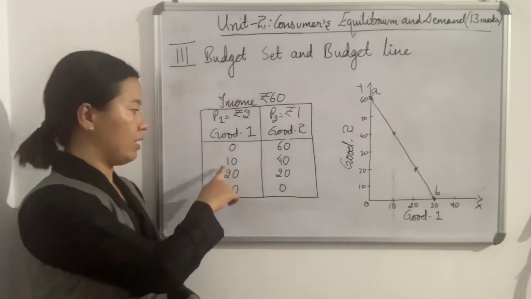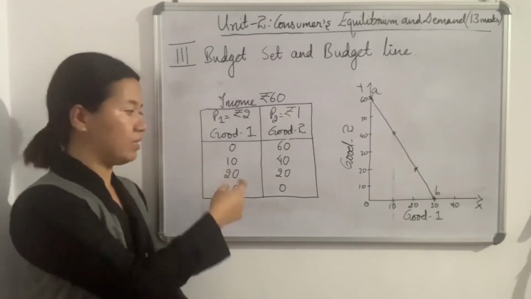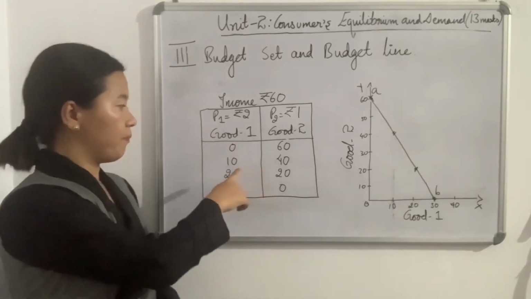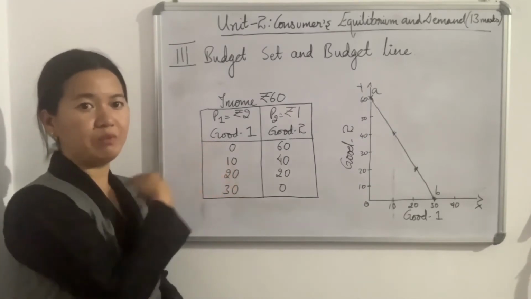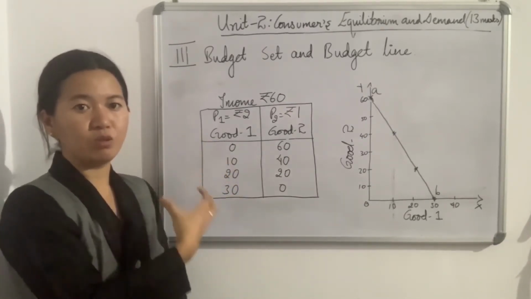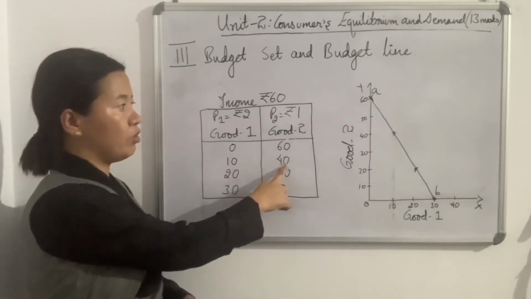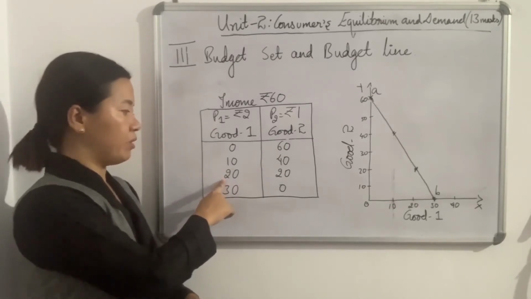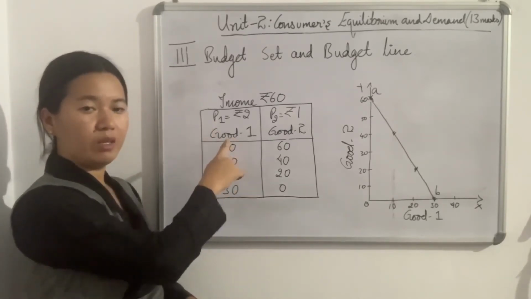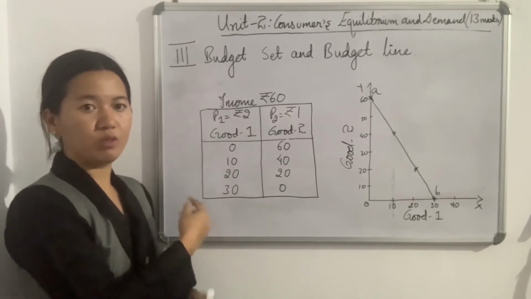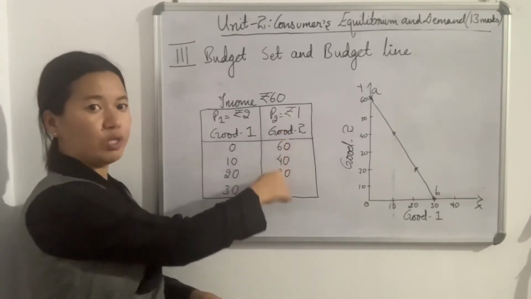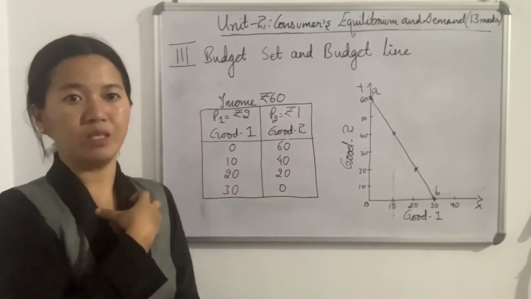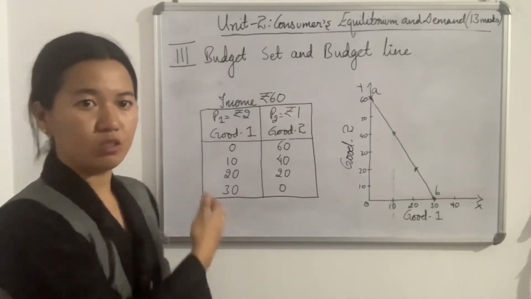And in the same way, in the next, when I purchase 10 units of good 1, since good 1 costs 2 rupees, I'm spending 20 rupees of my income. So with the remaining 40 rupees, I will get 40 units of good 2. In the same way, in the third combination, if I purchase 20 units of good 1, I'm spending 40 rupees for that. So with the remaining 20 rupees, I'll get 20 units of good 2. So that is how I choose to spend my given income, knowing the prices of two goods.